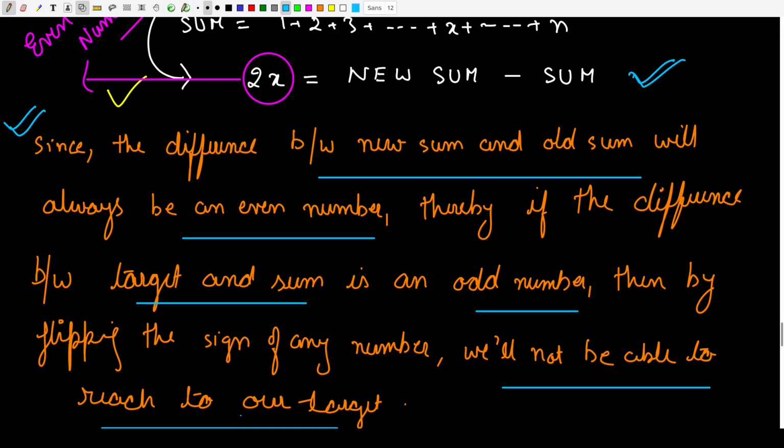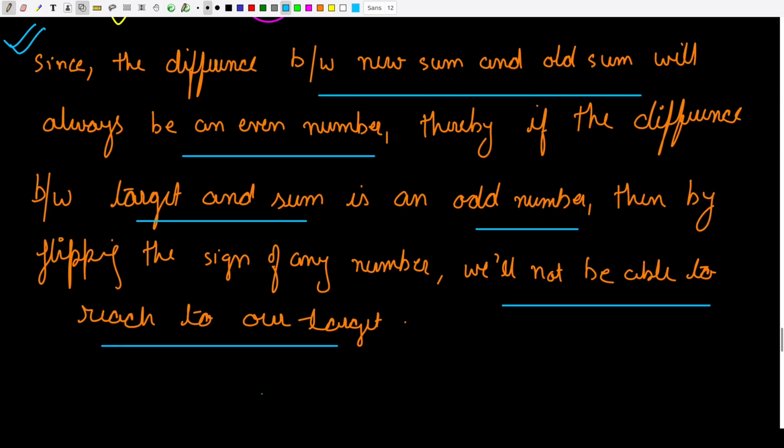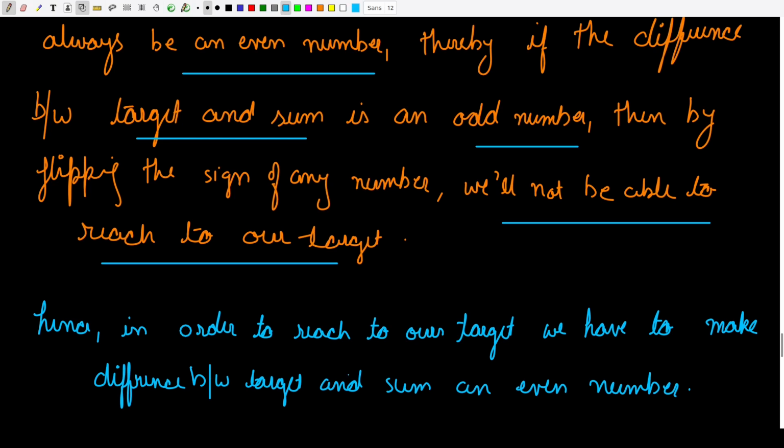So if the difference between target and sum is an odd number, then it is not possible for us to reach our target. So if it is not possible to reach our target when the difference is an odd number, then what is our option? Well, our option is to make the difference an even number. Hence, in order to reach our target, we have to make the difference between target and sum an even number. So now let us see how we can make the difference between target and sum an even number.